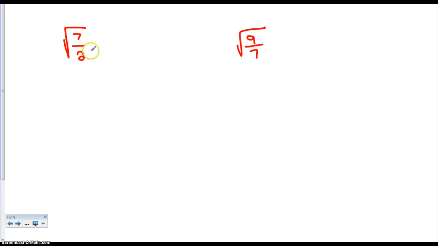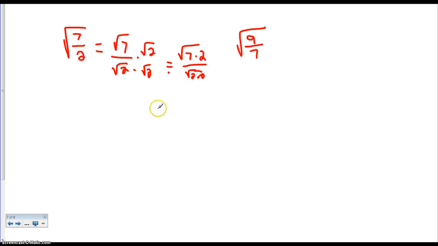So let's look at another example here. I have square root of 7 over 2. Neither of those break down. But I cannot have a square root in the denominator, so I have to multiply the top and the bottom by the square root of 2. The reason is that on the bottom, using the product property, I end up with the square root of 2 times 2, and on top the square root of 7 times 2. So right now I have the square root of 14 over the square root of 4, which means I end up with square root of 14 over 2.